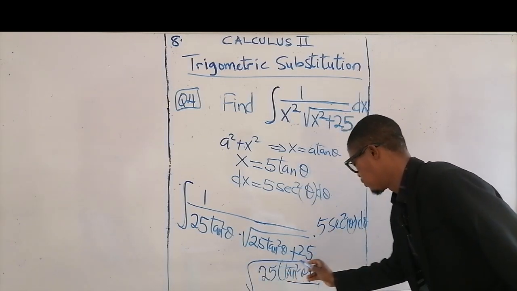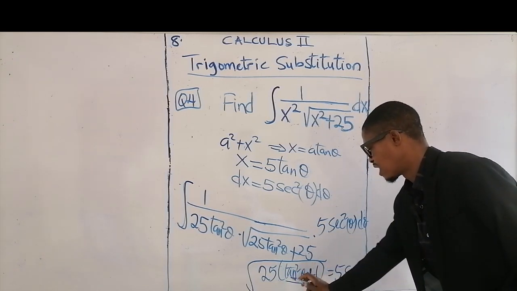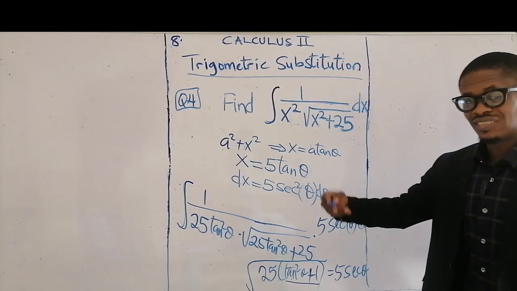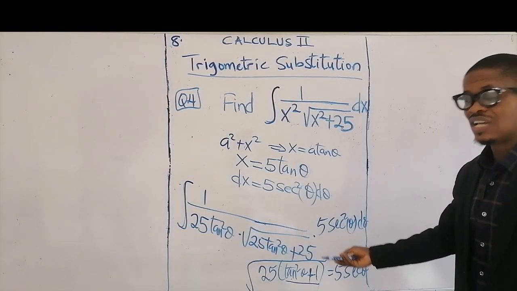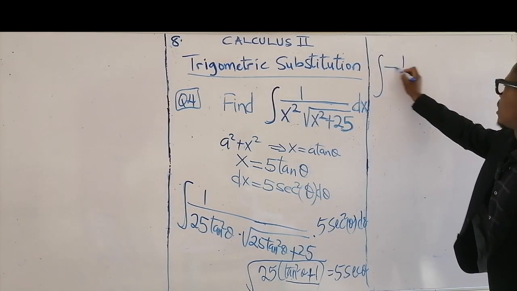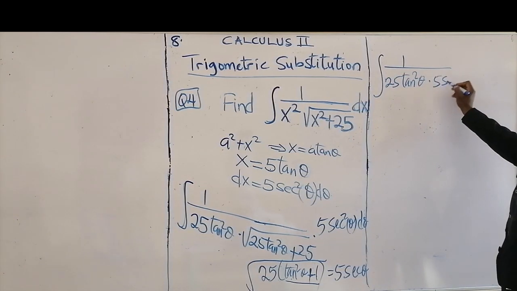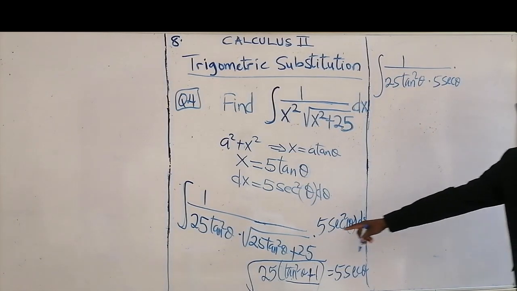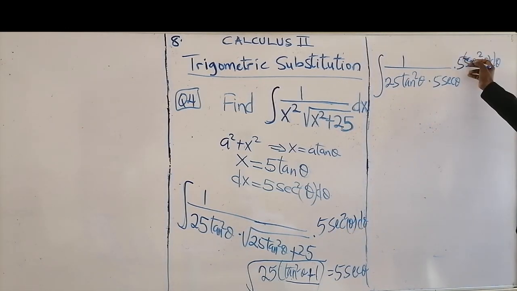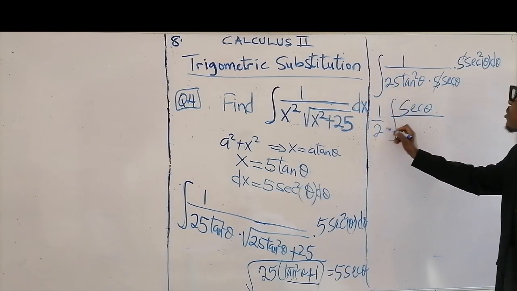And then the square root: if you take the square root of 25 sec squared theta, you get 5 sec theta. 1 plus tan squared theta is sec squared theta, and when you take the square root of sec squared theta, you have sec theta. So we now have the integral of this fraction, 25 tan squared theta times 5 sec theta, and then times what we have here. So 5 here and 5 here cancel. So we have sec in both, so to remain 1 on the top, sec theta.